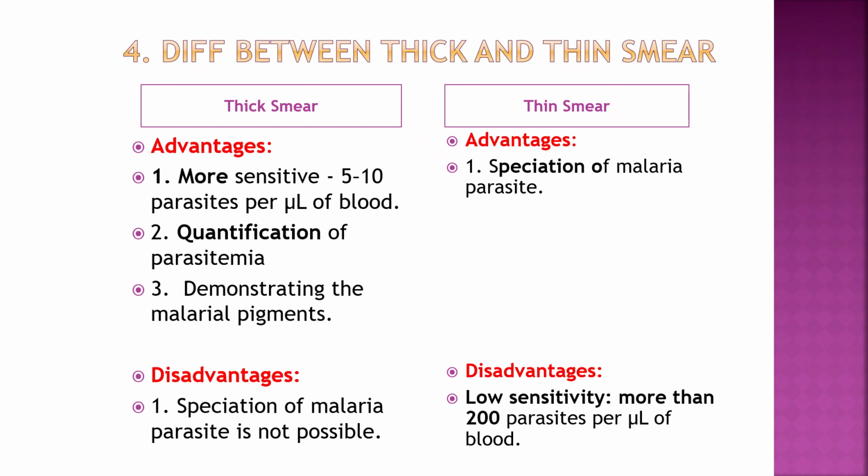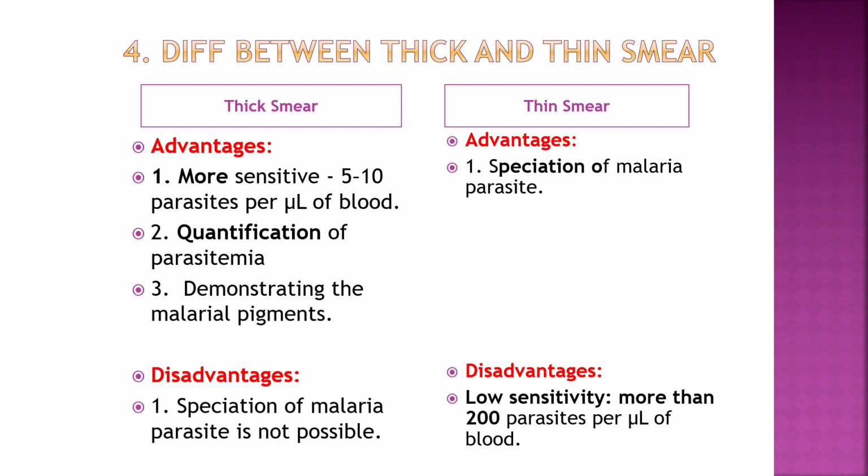The thick smear advantages: it is more sensitive. When only 5 to 10 parasites per microliter of blood are there, you can see the parasites. The quantification of the parasite, that is the parasitic index, you can make out from the thick smear, and demonstrate malarial pigments like Schuffner's dots and Zeeman pigments in the different species of malaria. The disadvantage of the thick smear: species identification is not possible.